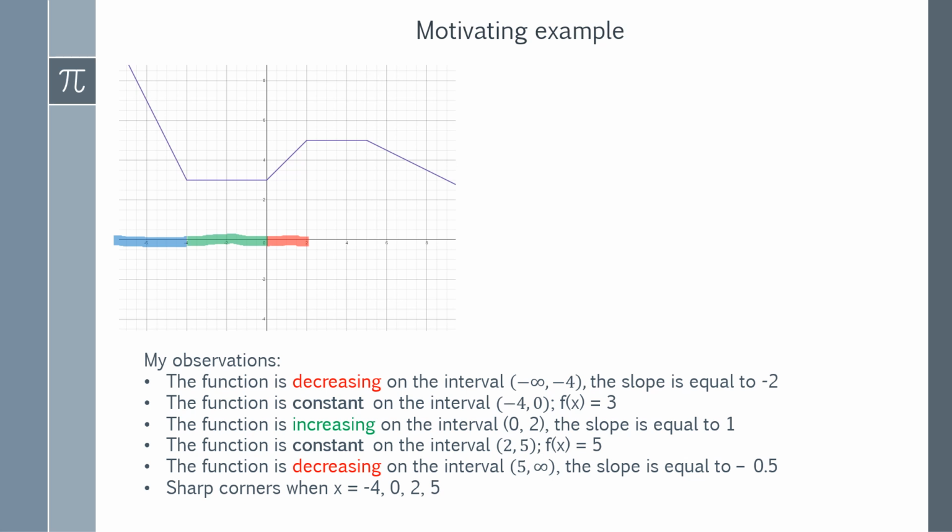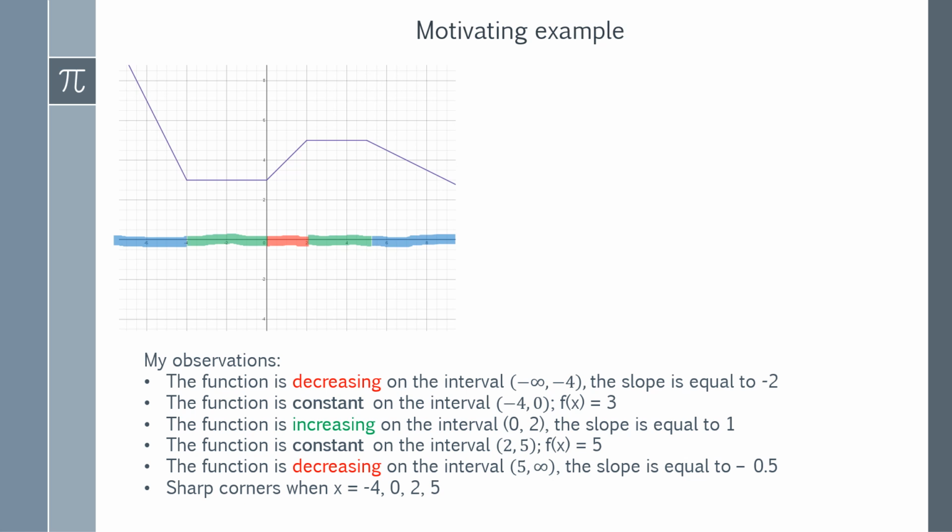On the next interval, from 2 to 5, our function is once again constant. Now it's equal to 5, but as far as the behavior goes, it's not changing. It is the same for all values of x between 2 and 5. And then lastly, on the interval from 5 to positive infinity, it is decreasing.